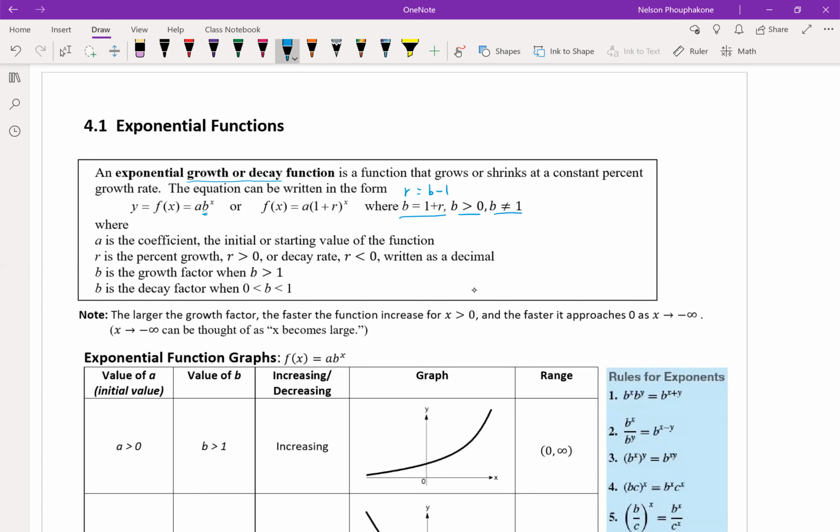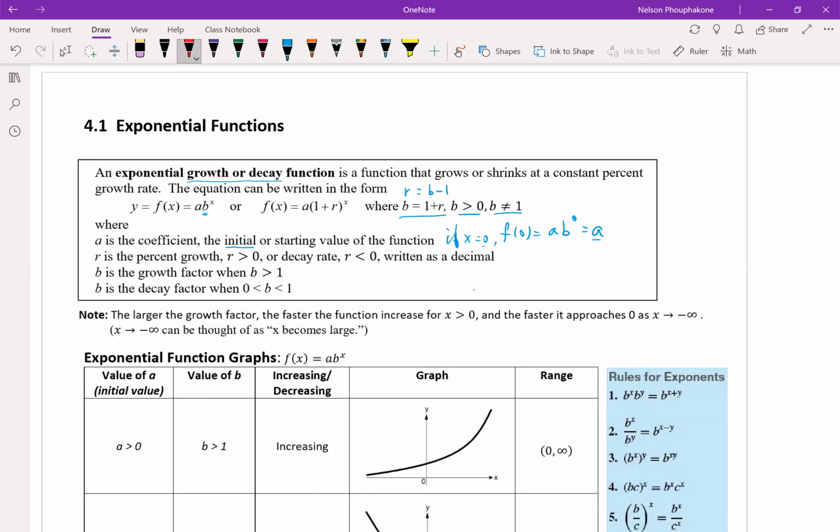Then let us learn some terminology here. A is a coefficient, the initial or the starting value of the function. So why do we call it initial? One thing about this is, if x equal to 0, then you will see that f of 0 is a times b to the power of 0. And we learned that b to the power of 0 is 1, so that is actually just a. So in this case, when x equal to 0, we have a. This is the reason that we call this the initial value, or the starting value.